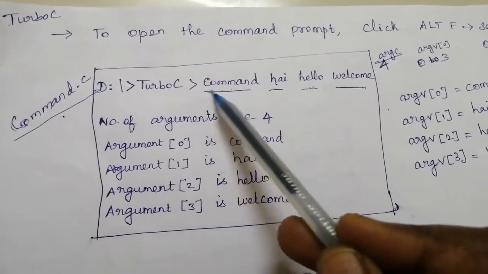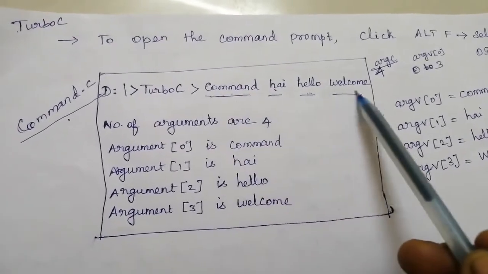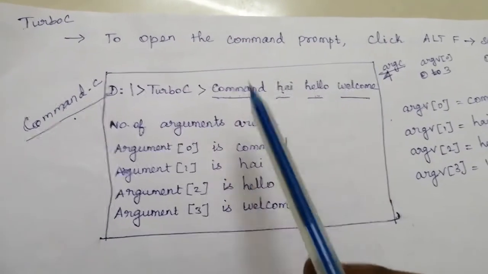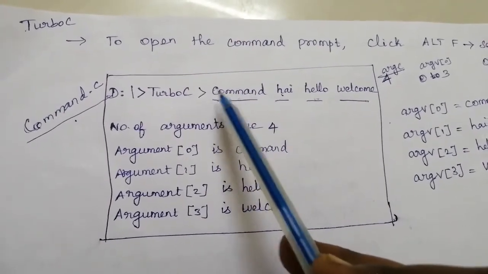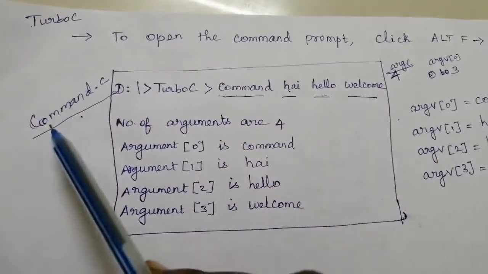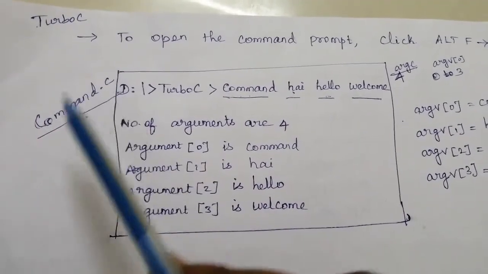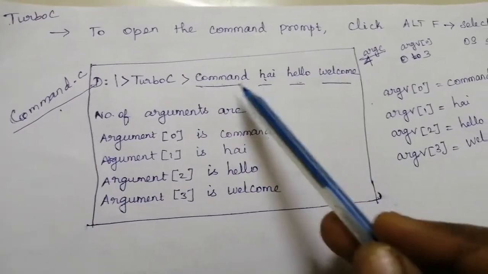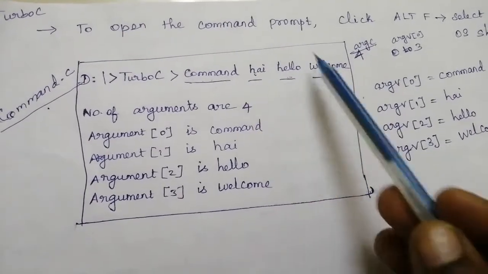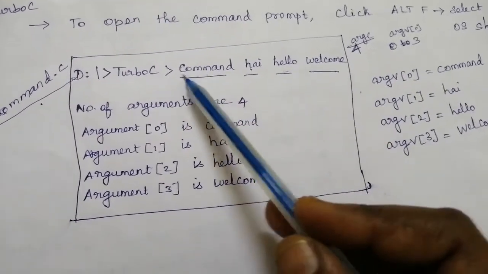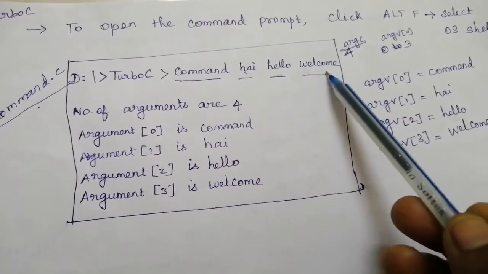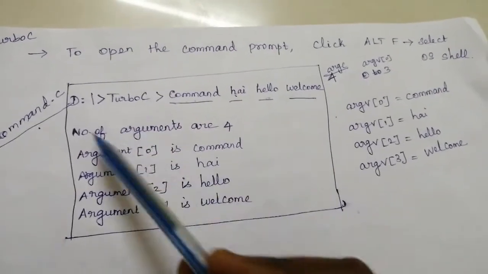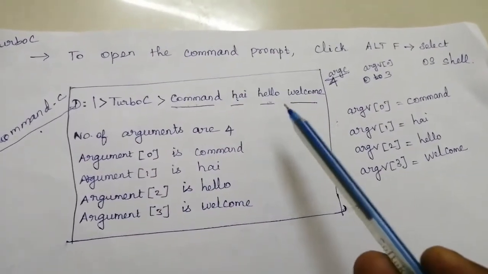Next you can provide the command line arguments. These are the arguments that will be passed to the main function. Always the first argument will be the name of the file. What is the name of the program? Command.c. So command will be acting as the first argument in the command line arguments. And then next you can provide your own arguments. So these arguments which are passed to the main function from the command prompt are known as command line arguments.